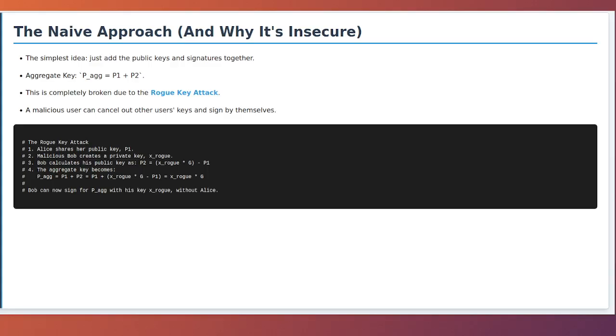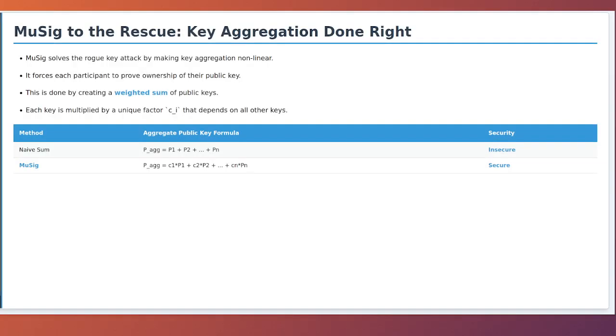This attack proves that we need a way to ensure every participant honestly controls the private key for the public key they claim to own. MuSig to the rescue. Key aggregation done right. MuSig is the solution to this rogue key attack. Its core innovation is a secure key aggregation step that forces every participant to prove they know the private key for the public key they are contributing. It prevents a malicious actor from using someone else's public key in their own calculation.